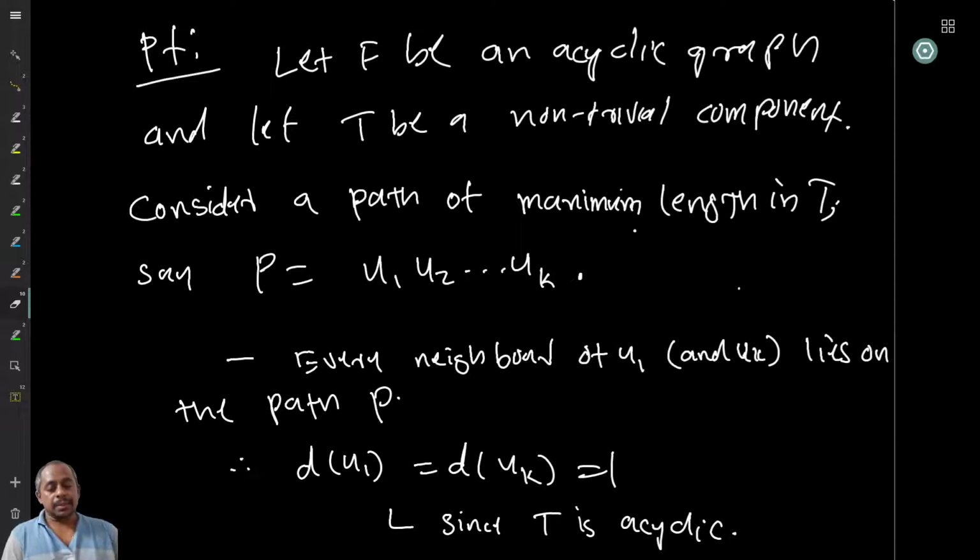Let F be an acyclic graph and T be a non-trivial component. Now consider a path of the maximum length in T, say P equals u1 to uk. Every neighbor of u1 is mentioned, and of course uk also lies on the path P, right? Because otherwise there would be a longer path. Now if there is a neighbor other than the immediate neighbor in the path, then there is going to be a cycle, so therefore the graph is acyclic. Therefore the vertices have degree 1 because the graph is acyclic, right?